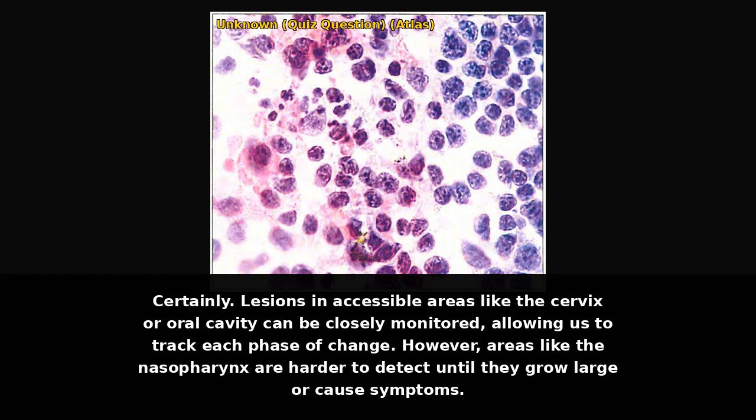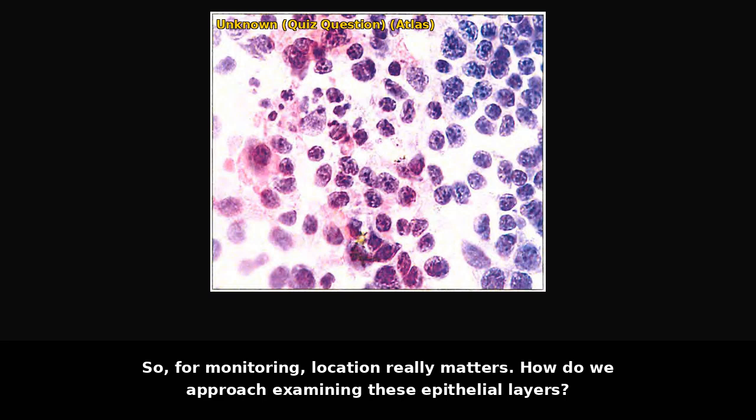Certainly. Lesions in accessible areas like the cervix or oral cavity can be closely monitored, allowing us to track each phase of change. However, areas like the nasopharynx are harder to detect until they grow large or cause symptoms. So, for monitoring, location really matters. How do we approach examining these epithelial layers?